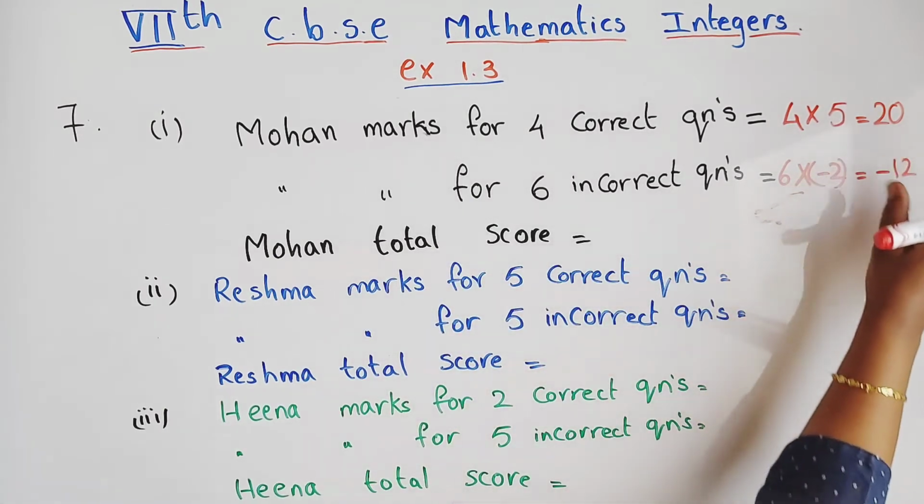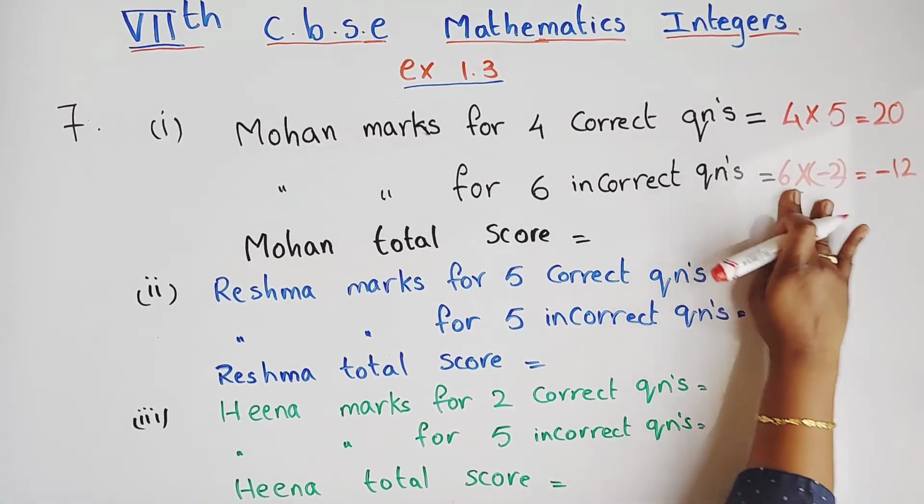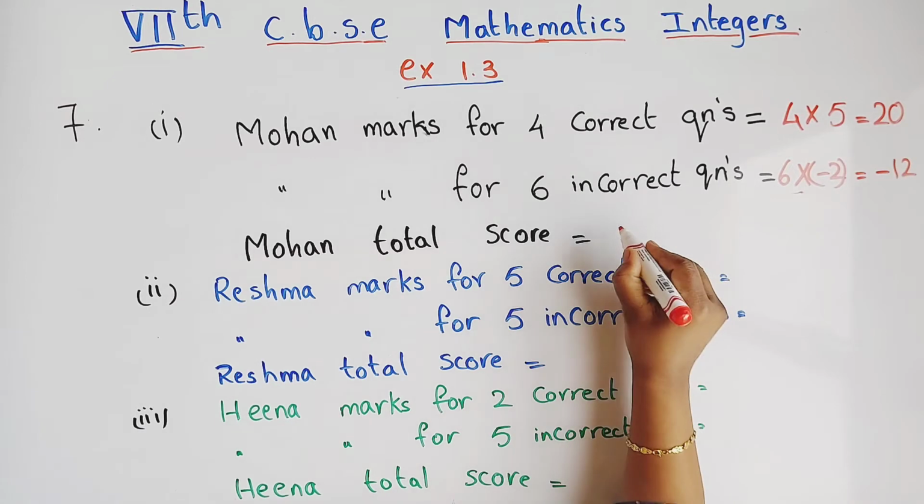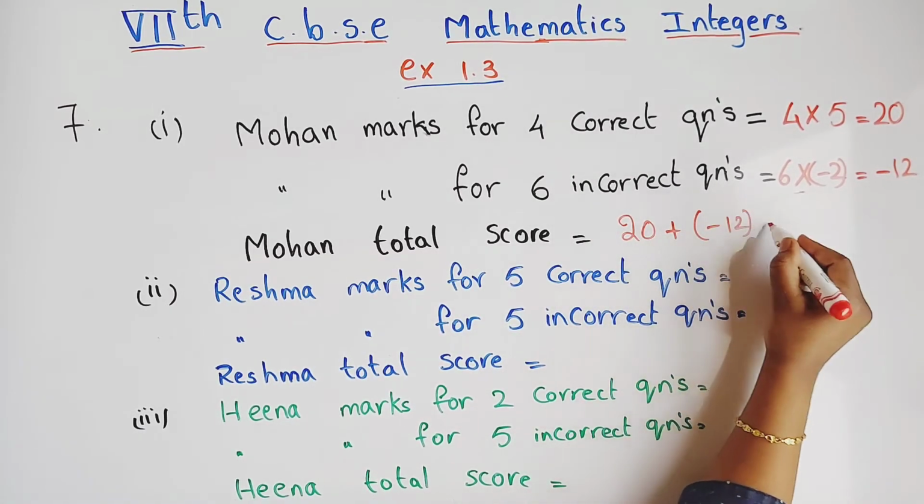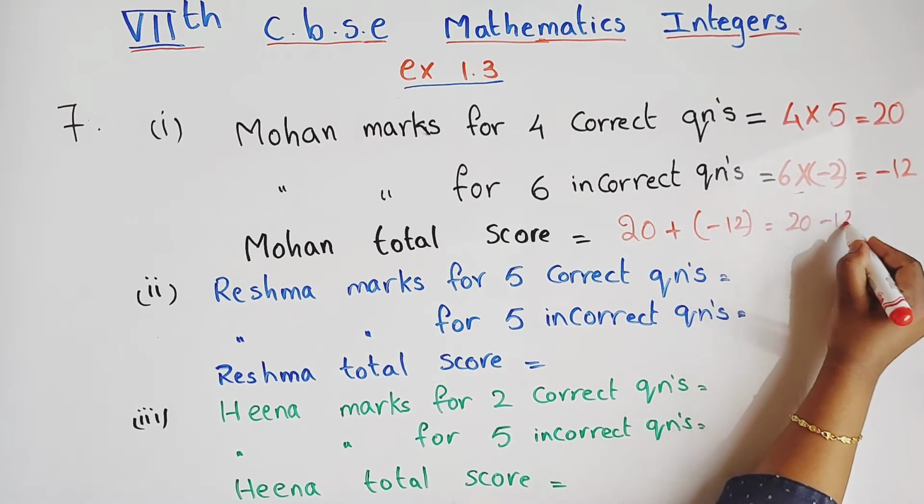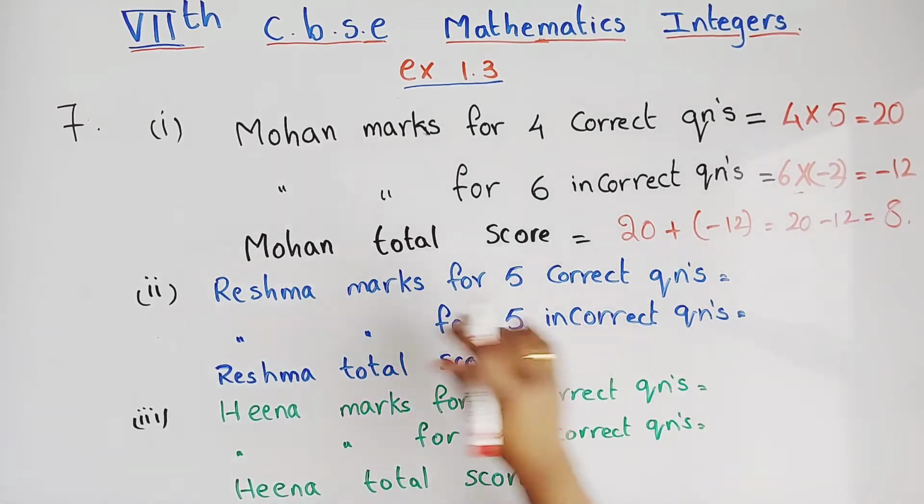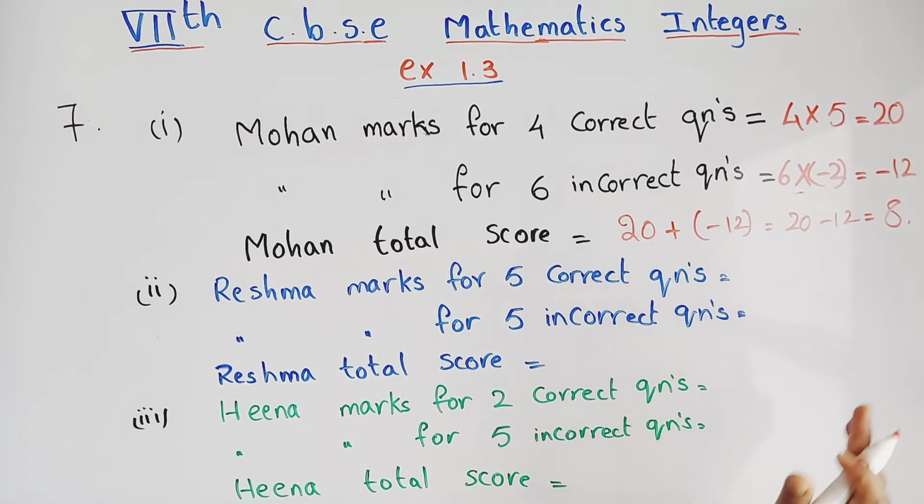Now Mohan's total score. Here positive marks, here negative marks. Now Mohan's total score, that is 20 plus minus 12. 20 minus 12, that is 8 marks. So Mohan's total score is 8 marks, children.